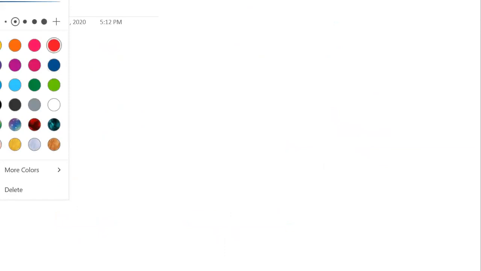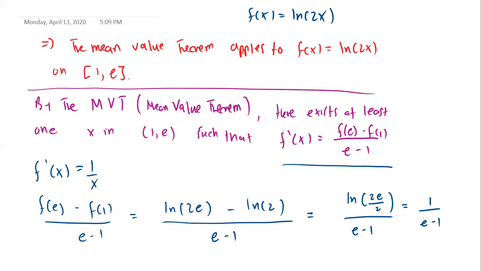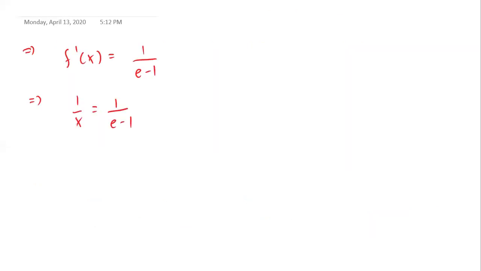Okay. So what are we trying to find then? Then we're trying to solve f prime of x equals 1 over e minus 1, or 1 over x equals 1 over e minus 1. Right? And again, that comes from f prime of x equals 1 over x, and we're setting it equal to the slope of the secant line between the endpoints, which you found to be 1 over e minus 1. So that's it. This is f prime of x equals 1 over e minus 1. Now we just solve for x.